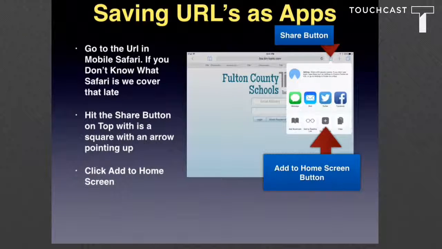Now, saving URLs as apps. To save a URL as an app, when you're in Safari, you would hit this little button at the top that looks like a square with an arrow pointing out of it. That's basically your share button. If you notice on your share button, it has a little button down here saying add to home screen. And that's what would add your URL as an app icon to your home screen.